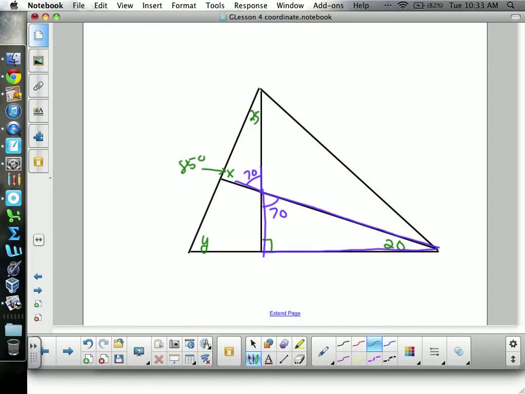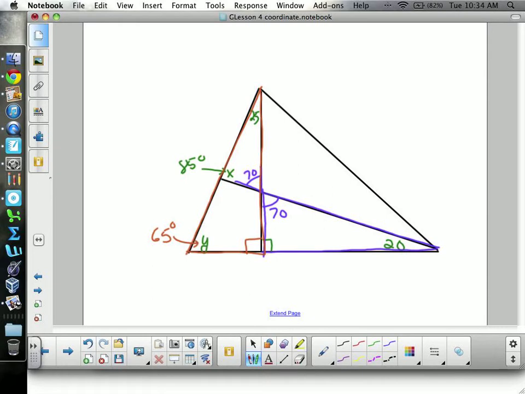Okay, so we got x. Now to get y, well, actually, what I'm going to do is look at this triangle. So this is also 90. And if this is 25 and this is 90, this is 65. So 65 and 25 and 90 make up the right triangle. So that's the way I do that.